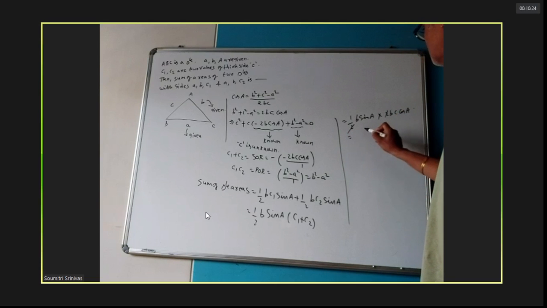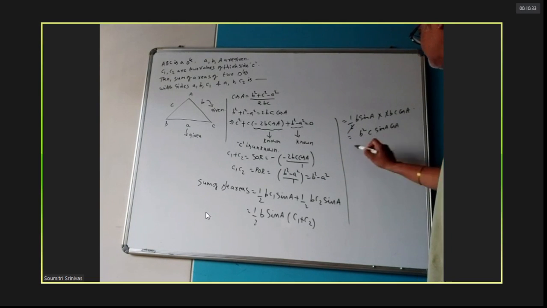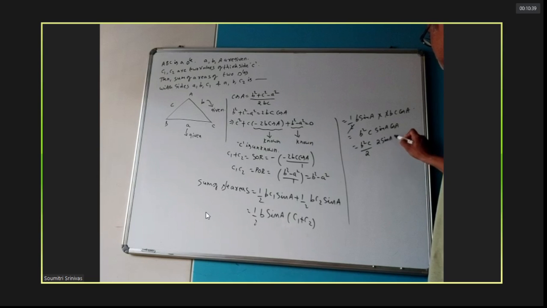2 will cancel off. b square sin A cos A. b square by 2 into 2 sin A cos A. What is 2 sin A cos A? Sin 2A.